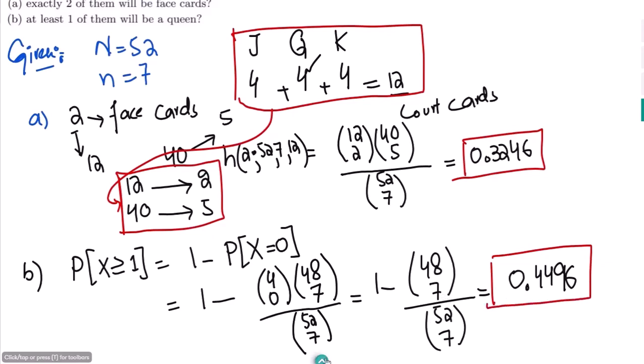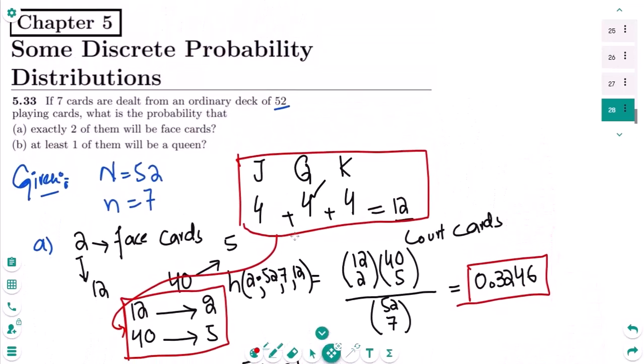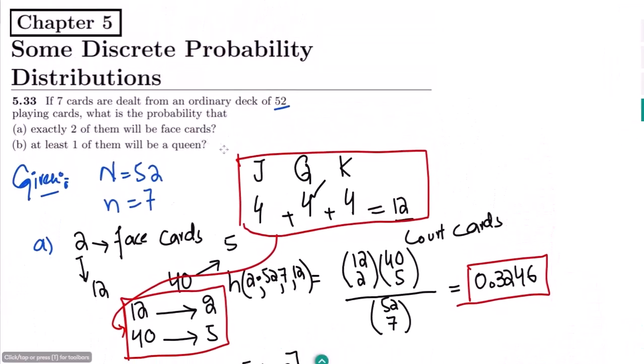So we have seen the solution of question 5.33, in which the solution is related to the hypergeometric probability theory. So that's it for today. If you have any question, you can ask me in the comment box.